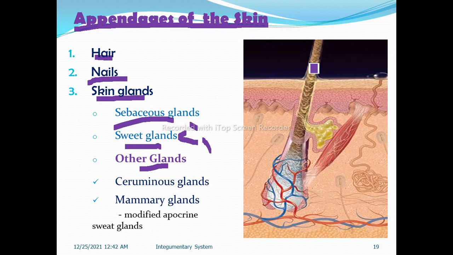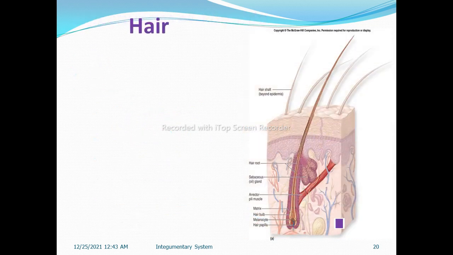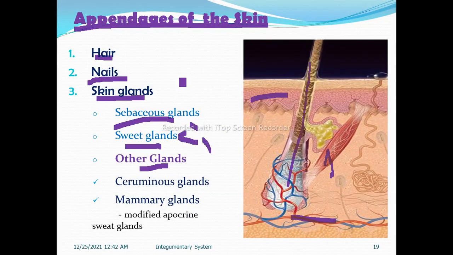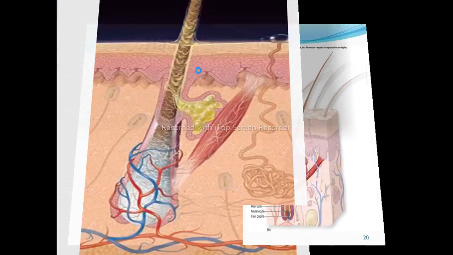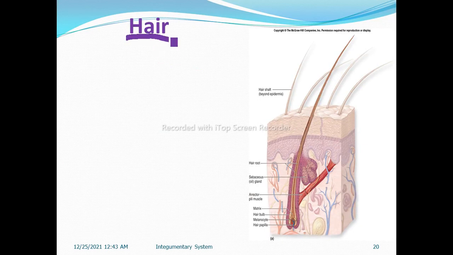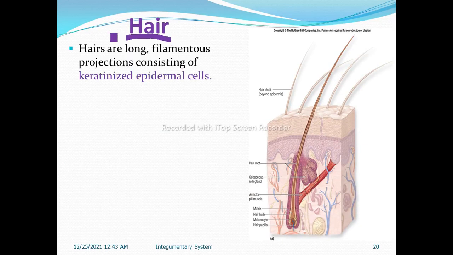So this is the hair follicle, this is the hair muscle, this is the epidermis, this is the dermis. So now, from the appendages, we will see the hair, then the nail, then the skin glands, then we will end this chapter. So now we will cover hair. This is hair. Hairs are long, filamentous projections consisting of keratinized epidermal cells.